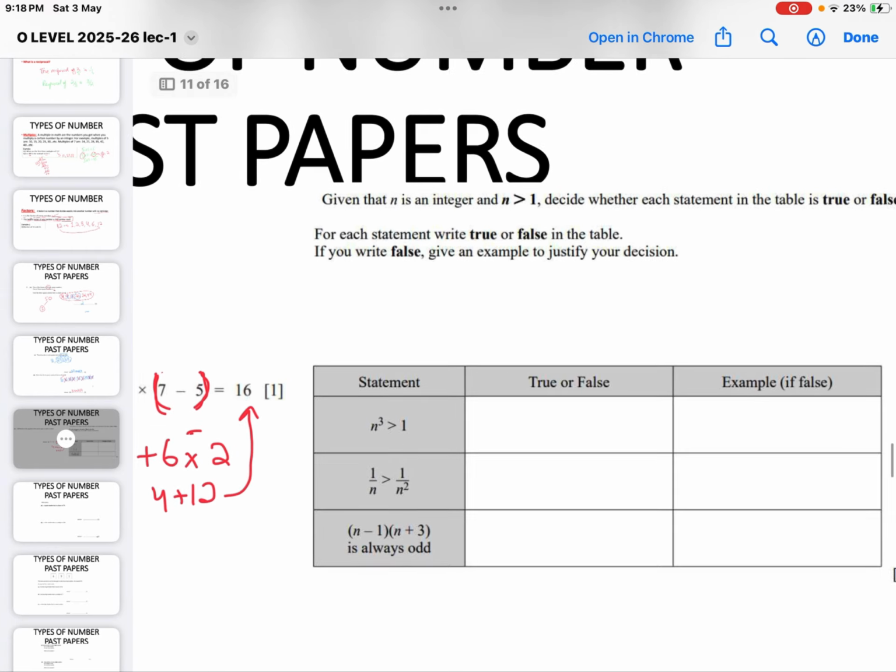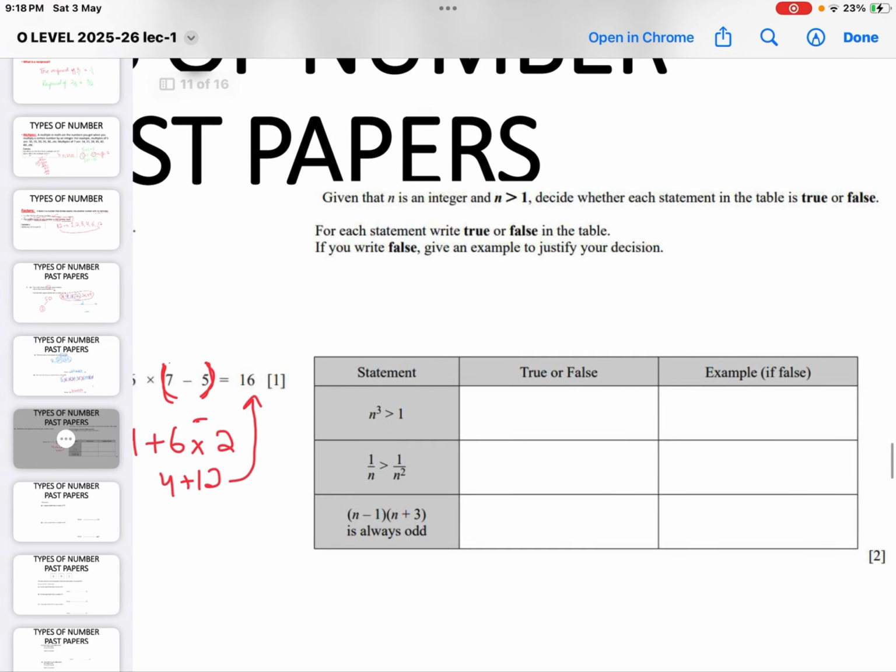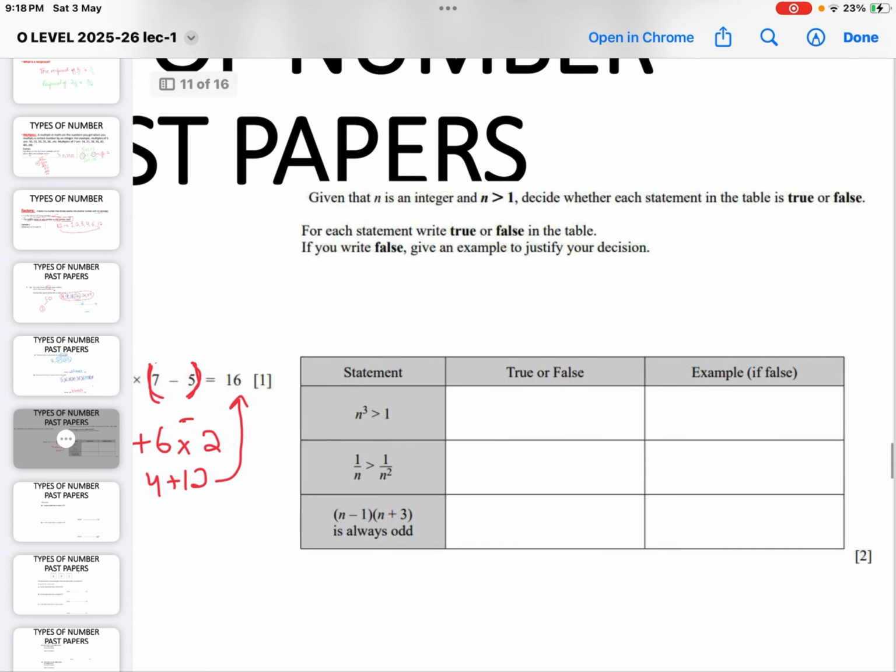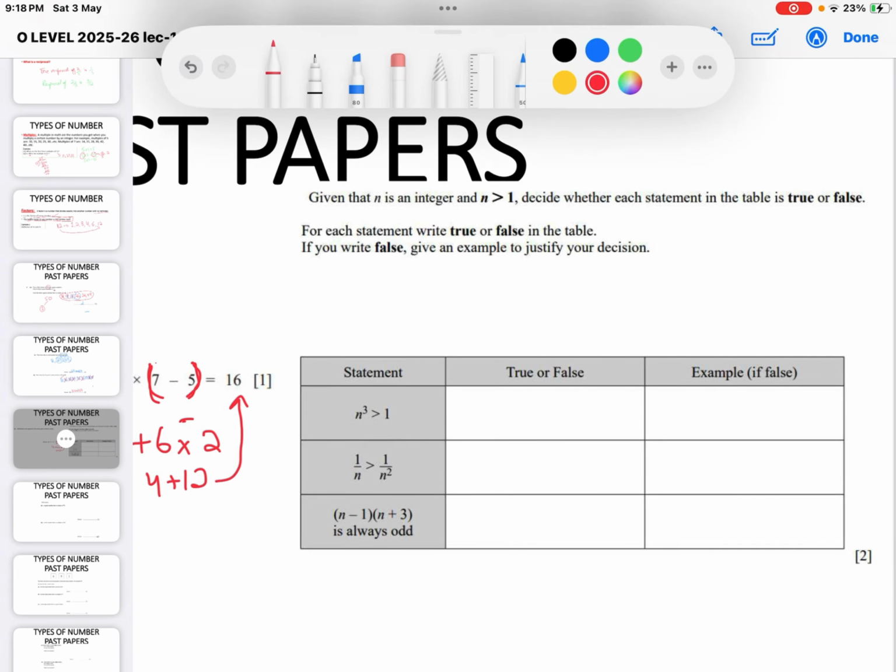The question is, given that n is an integer and n is bigger than 1. So first we need to highlight this point. It's a very important point. N is bigger than 1. Decide whether each statement in the table is true or false. For each statement, write true or false in the table. If you write false, give an example to justify your decision.